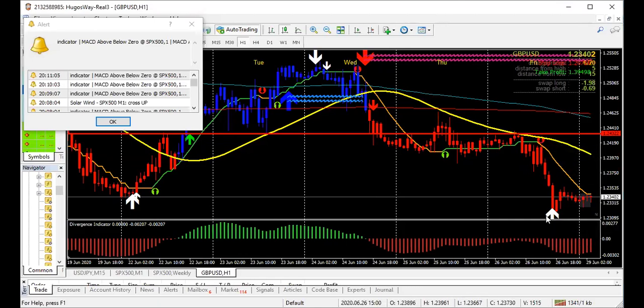Notice right now, we have 1 of the white arrows. We don't have both of them. When we get another white arrow, we're going to go in for a buy.